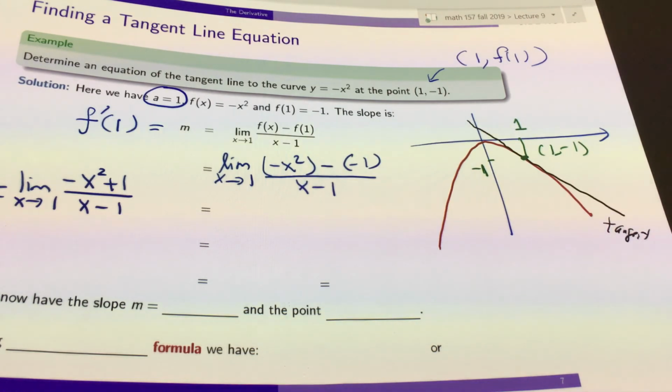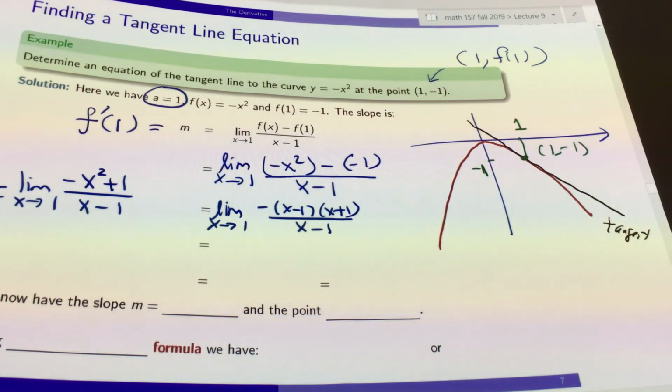As I mentioned last time, when you substitute, you always get 0 over 0. So you need to do some work to compute these derivatives. This is a very simple limit. All you need is to factor it, so let me factor it in this form. Usually we factor x minus 1 times x plus 1 as x squared minus 1. So I take out the negative sign, and you cancel the term. Then you have the limit as x tends to 1 of negative x plus 1.